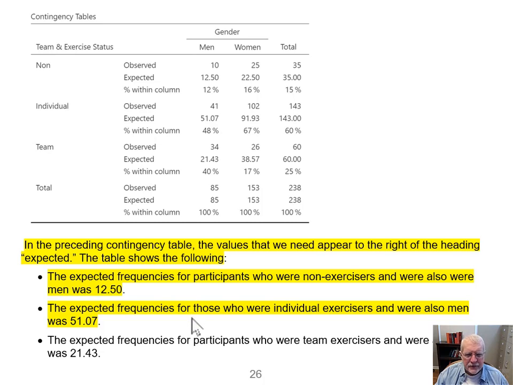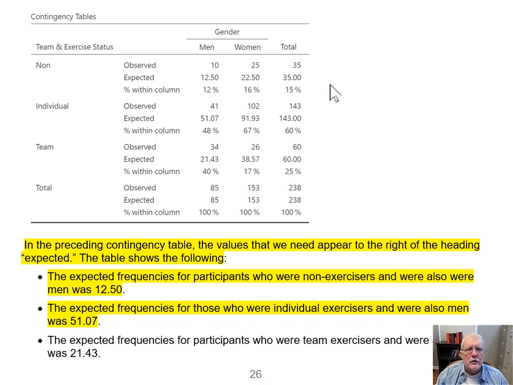Expected frequencies for those who were individual exercisers and were also men was 51.07. Okay. Expected frequencies, if you're an individual exerciser and also men, was 51.07. That's bigger than 5. We want things to be bigger than 5.